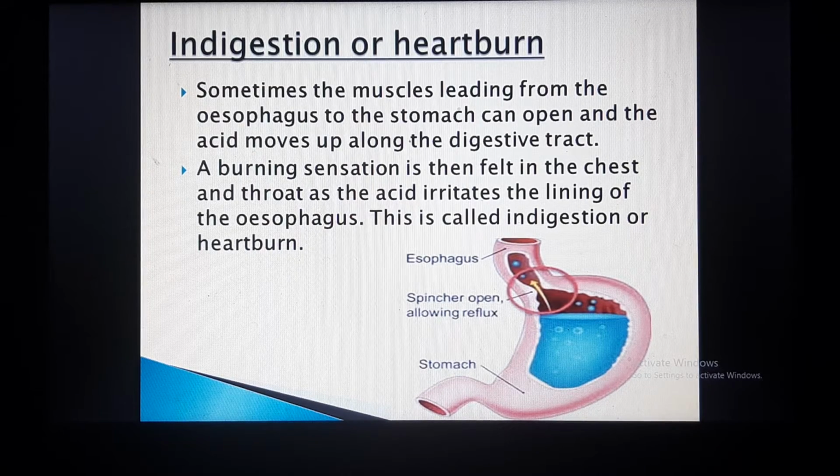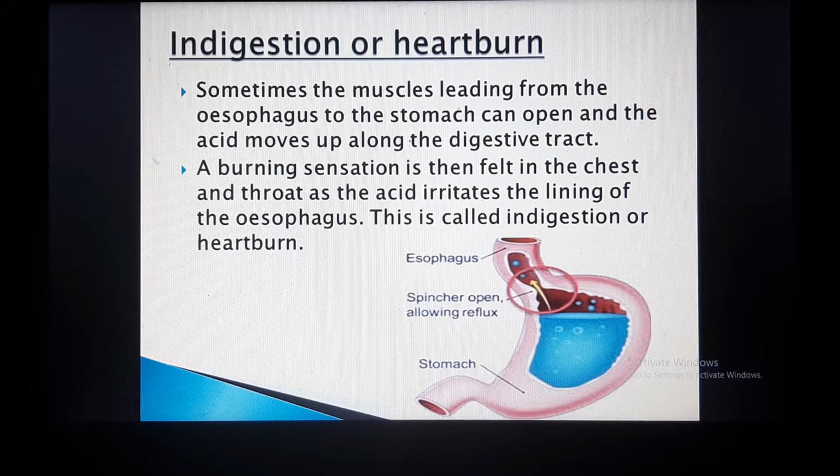Then after it goes to the esophagus, a burning sensation is felt in the chest and throat as the acid irritates the lining of the esophagus. This is called indigestion or heartburn. That means if this acid goes to the esophagus, it irritates the lining of the esophagus walls, and we feel it in the chest or throat, because it is a strong acid. So when this acid goes to the esophagus, there is a burning sensation. This burning sensation is known as indigestion or heartburn.